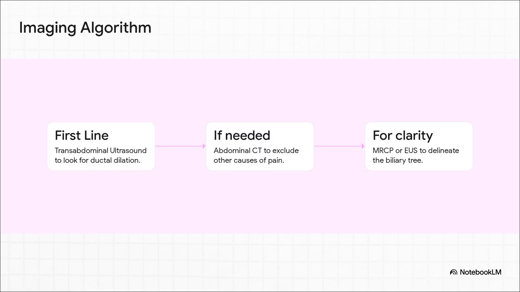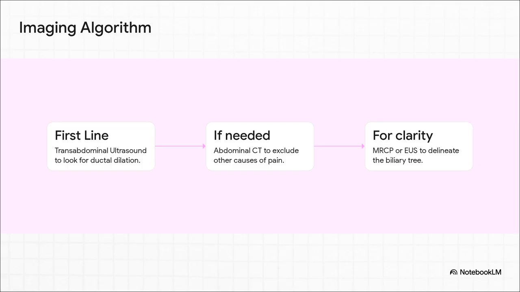Now for the pictures. The order you do these in really matters. We always kick things off with a simple transabdominal ultrasound right at the bedside. It's fast, it's safe, and it's fantastic for spotting a dilated bile duct. If that's not giving you a clear answer, a CT scan can be a great next step to rule out other problems in the abdomen.